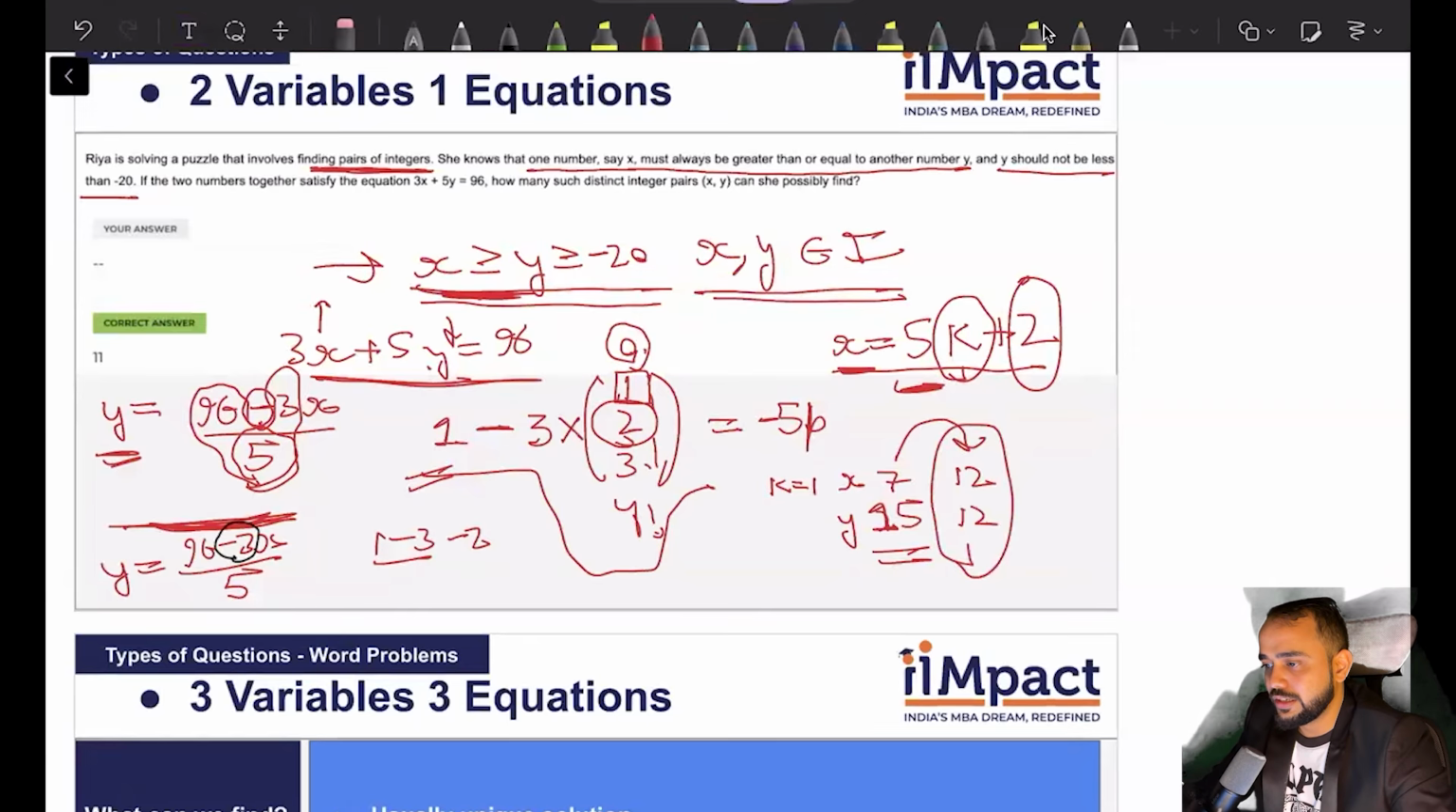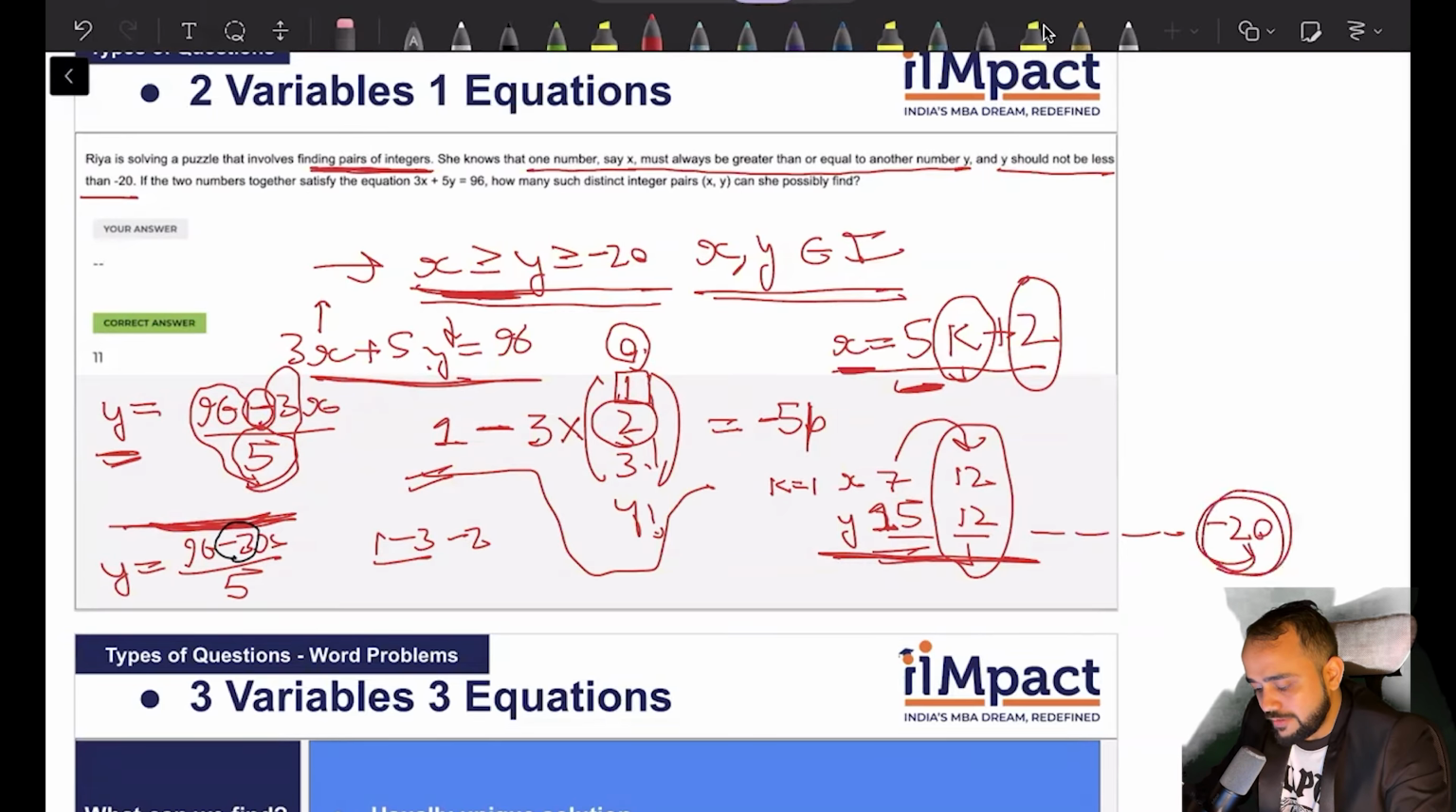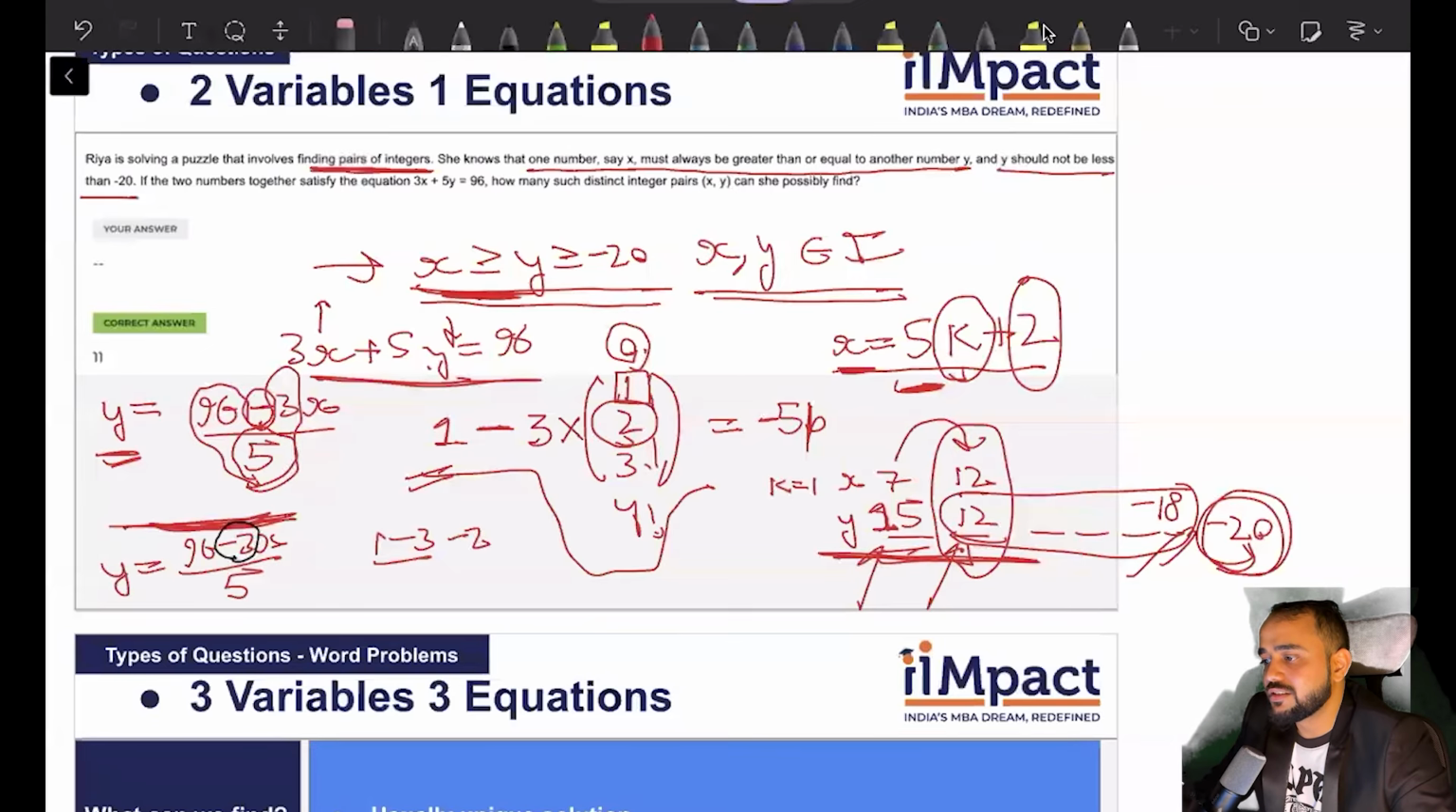This is allowed for me. Now, till what extent of y can I go? 15, 12 to minus 20. This is the extent that I can go to. But can I take minus 20 as a value? All my values of y are what? Multiples of 3. 15, 12, 9, 6, 3, 0, minus 3, minus 6, minus 9, minus 12, minus 15, minus 18. That will be my last value. So from 12 to minus 18 is my values of y that are allowed. So this is going to be 11 such values. So your answer becomes 11.